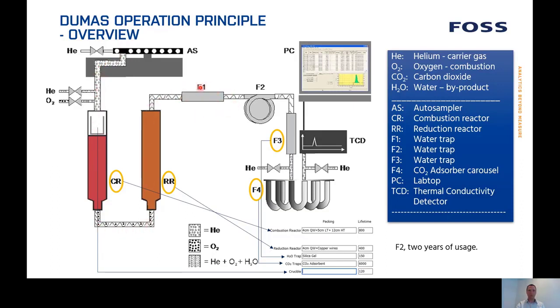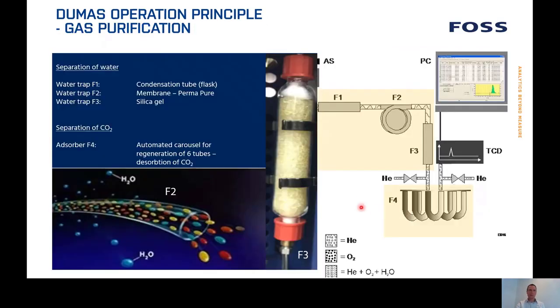The water trap here is a condenser. This is the F2, this is a permapure. And the F3 is a silica gel that needs to be replaced. And a little bit more of the operation procedure and how the gas is purified. F1 is a condenser. The F2 is a permapure, and it will last 2 years. It will go from white to black color when it's used.